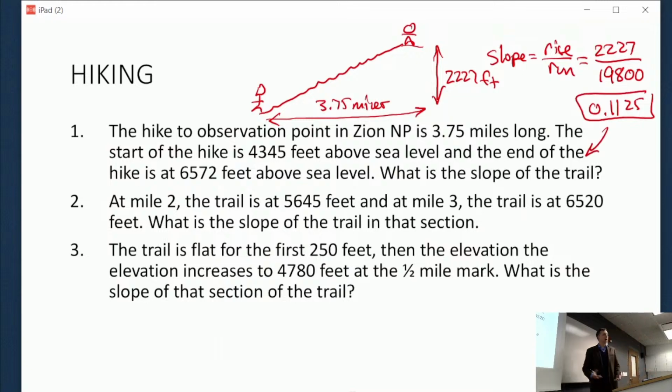So a slope, rise over run. You can imagine walking along a trail. Now, I don't know if you've ever walked on trails, but 0.11, that's moderate. It's not terribly steep. But something I didn't tell you is that at mile 2, the trail is 5,645 feet above sea level. And at mile 3, the trail is 6,520. So different sections of the trail are going to have different steepnesses, as you probably can get.